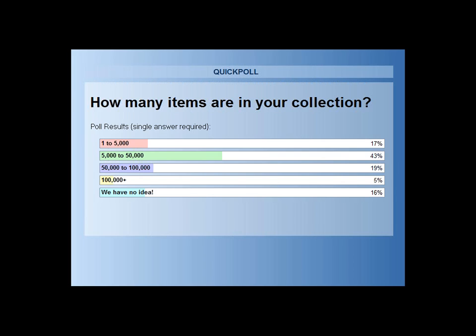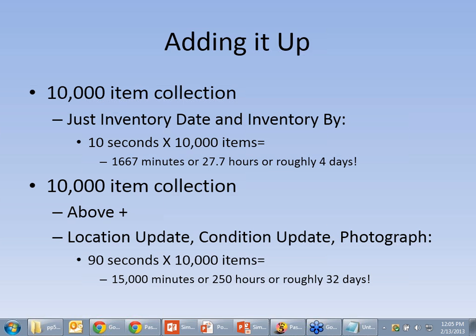So looking here, it's between 5 and 50,000 records in people's collections, and a good 16% have no idea how many items they have in their collection. And you're not alone. We hear that all of the time here in the support office. 17% have 1 to 5,000 items, and 19% have 50,000 to 100,000 items. So we'll just kind of gear the class to conversation for 100,000 items and less. But you can see so far by my examples that I'm talking about 10,000 items at a time.